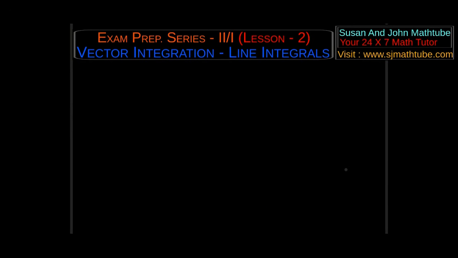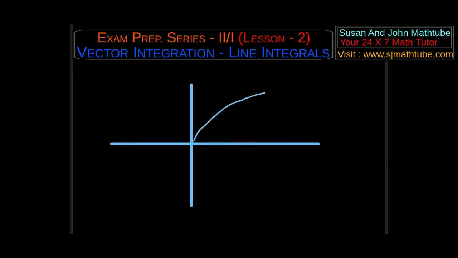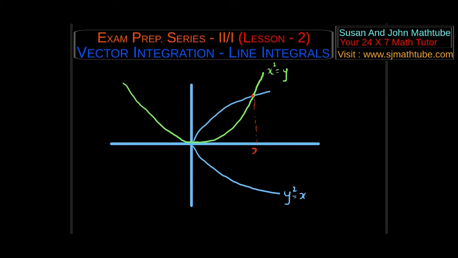Now let's make it clear. So we have our x-axis and y-axis, and our parabola y square equal to x, and the second one, that is x square equal to y. And we just found that this point is (1, 1). That means this is x equal to 1, and this is y equal to 1, and of course this is our origin.